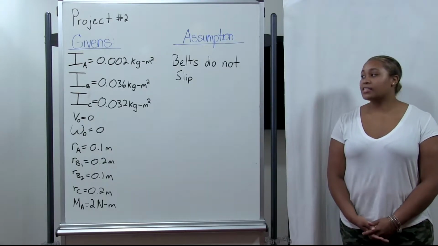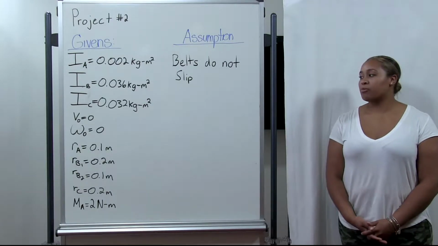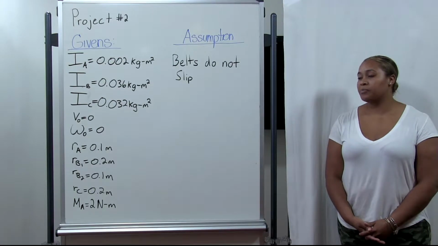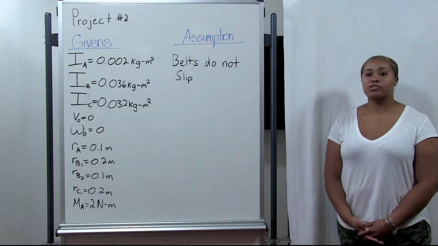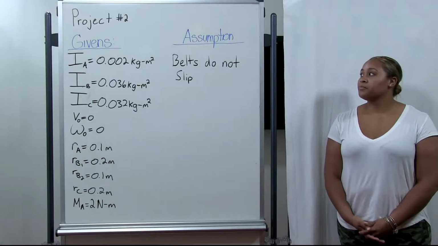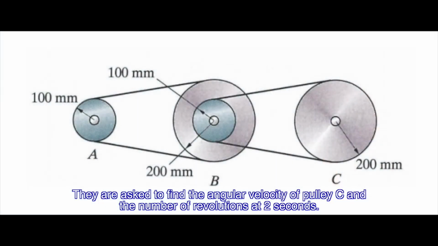The radius of A is 0.1 meters. The radius of B, outer, is 0.2 meters. The radius of B, inner, is 0.1 meters, and the radius of C is 0.2 meters. The moment at A is 2 Newton meters. In addition, they are assuming that the belts do not slip.